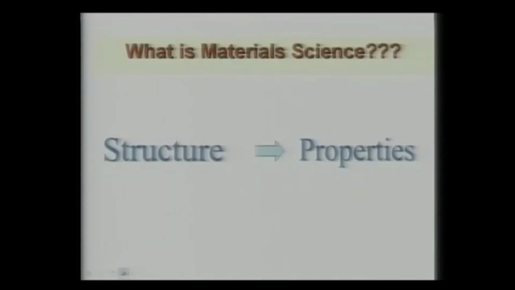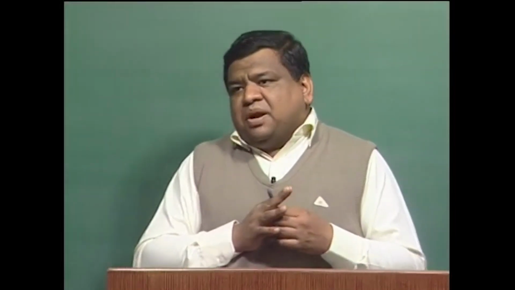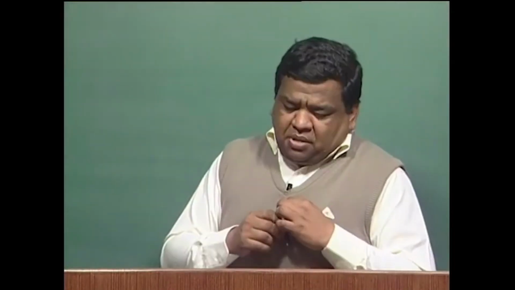Now the question is, what is material science? Material science essentially deals with the structure property relationship for different materials, like if the structure, that means we are mostly dealing with the microstructure here, like if the structure at the micro scale can be manipulated, how that will influence the properties. That is the core concept of material science.